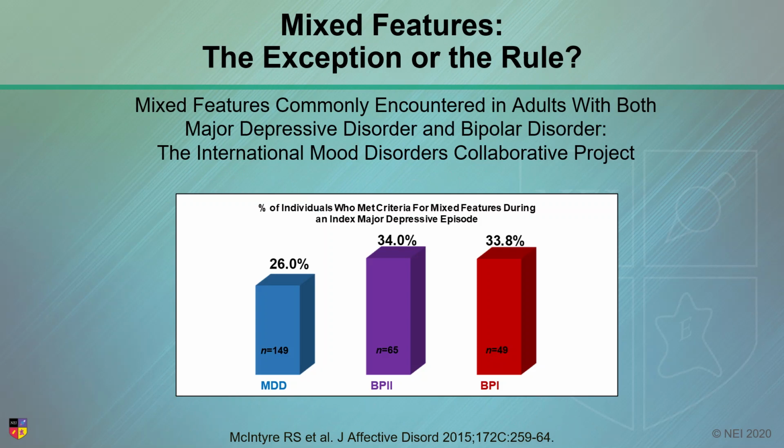So are mixed features the exception or the rule? They're commonly encountered in adults with both major depressive disorder and bipolar disorder. Those who met criteria for mixed features during an index major depressive episode: 25% of those with major depressive disorder, 34% of those with bipolar 2, and 33.8% of those with bipolar 1. So this, to me, just points to a specific disease entity and not a comorbid condition.